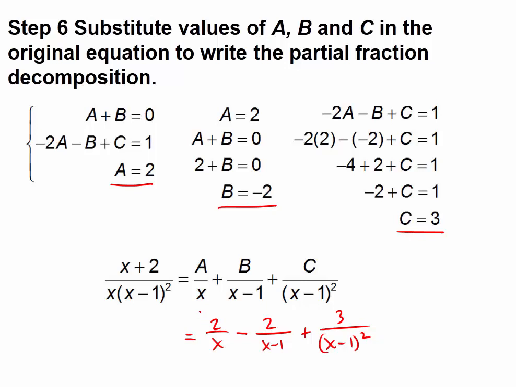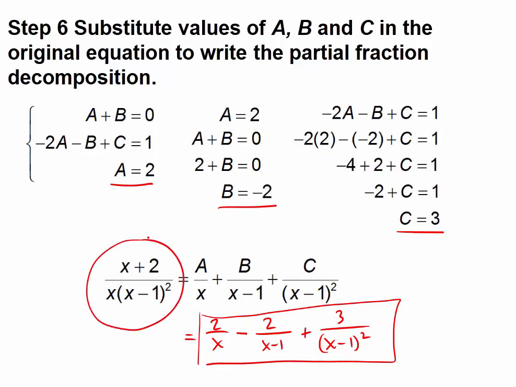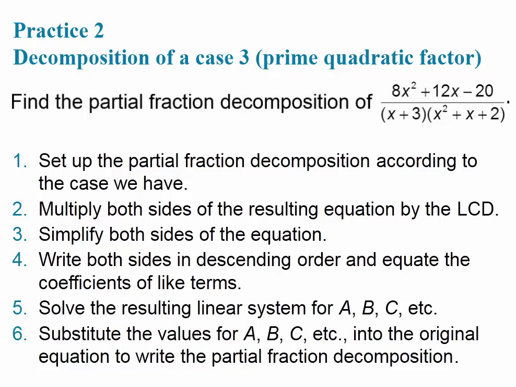And there is our partial fraction decomposition of our original fraction, x plus 2 over x times x minus 1 quantity squared. Now that we've walked through one step by step, now it's time to take a look at this and see if we can walk through the whole thing all at once. So we're going to do the partial fraction decomposition of this guy here, and this is a case 3.